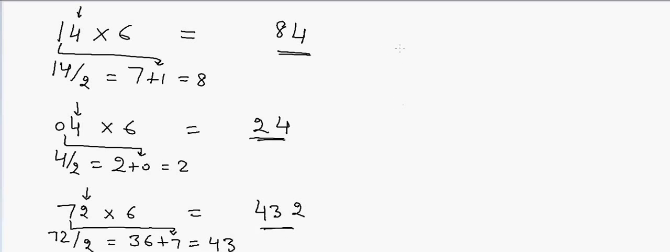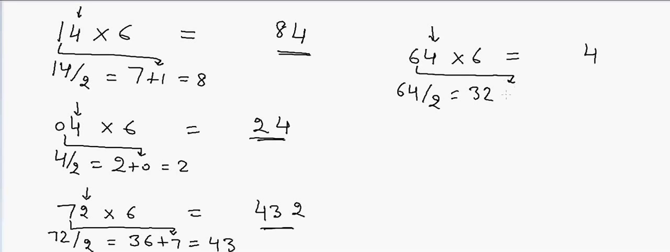Again, another example: if I have 64, I want to multiply by 6. In that case I'll take the last digit, which is 4, and then 64 divided by 2 is equal to 32, and then I'll add 6 into it. That will give me 38. The answer is 384.